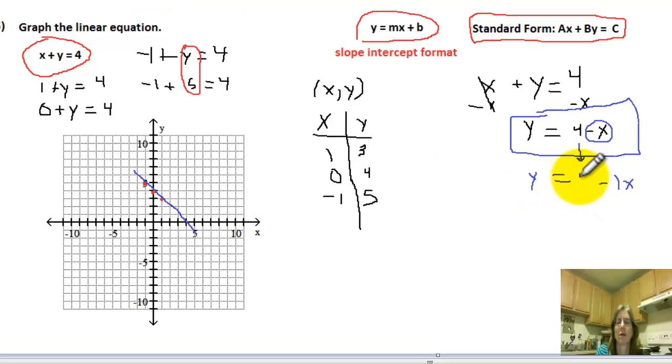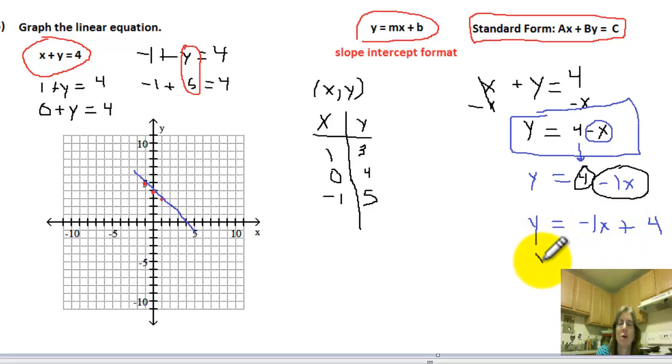So let's change it. Let's put the mx in the front, and you can do that. This is no big deal. So y equals negative 1x, and then we move the 4 as a whole unit, and that's a positive 4, so we write plus 4. Now we have our nice smooth y equals mx plus b format, where 4 is the y-intercept and m is negative 1.